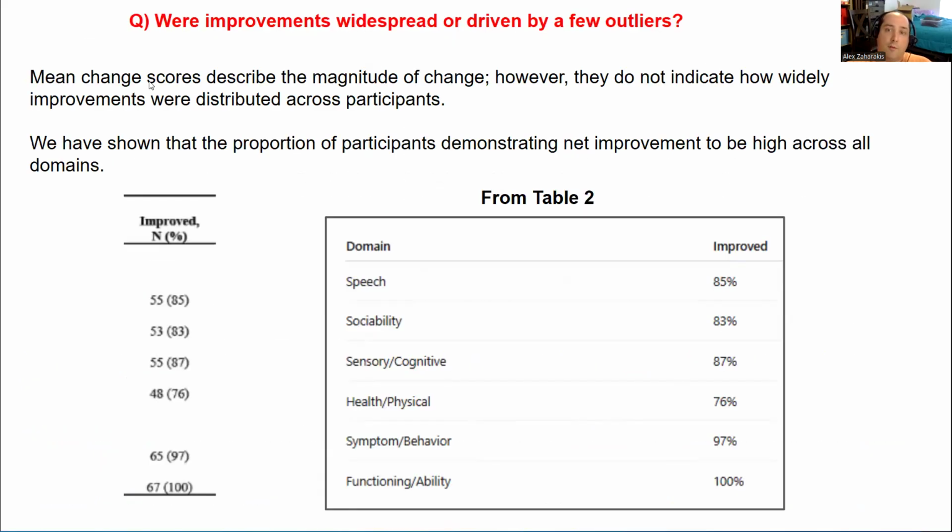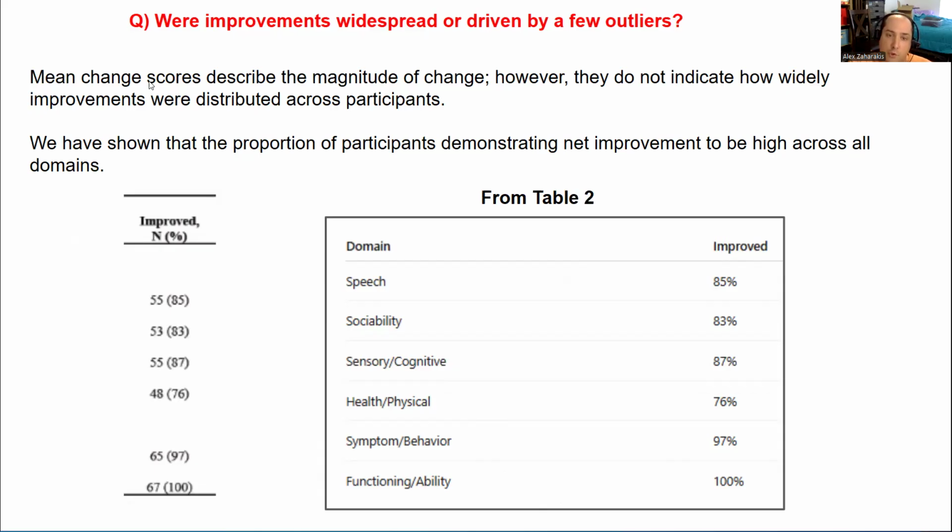Second question: were improvements widespread or driven by a few outliers? If you wanted to assess scores on a test, you could have half of the class fail the exam, maybe a quarter of the class passes, and the rest of them get all hundreds, and a few very high scores could impact the rest of the sample. That's why you have to look at a deeper statistical analysis and the spread of the data.